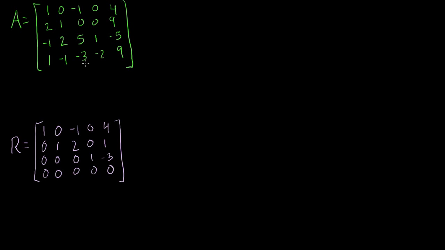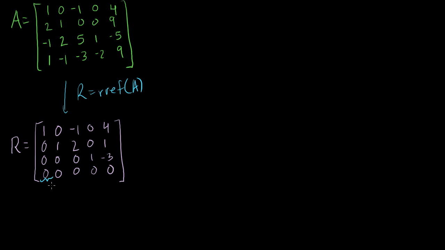Two videos ago, we asked ourselves if we could find the basis for the column space of A. And I showed you a method of how to do it. You literally put A in reduced row echelon form. So this matrix R is just the reduced row echelon form of A. And you look at its pivot columns.